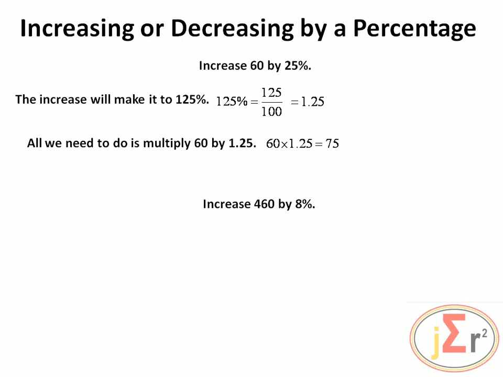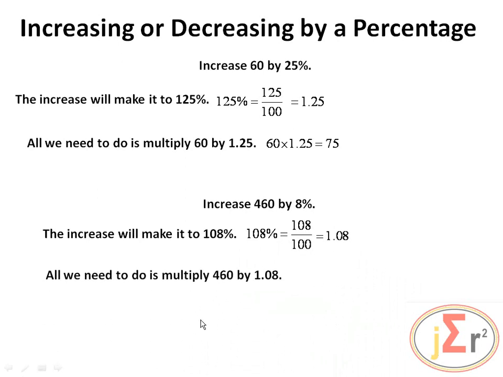So increase 460 by 8%. Of course, if we're going to increase it by 8%, we're going to get 108%. What is 108%? 108 divided by 100. When we divide by 100, what do we usually do? We move the decimal point two places, and we are going to get 1.08. So we are going to multiply 460 by 1.08 and see what we get. So we get 496.8.